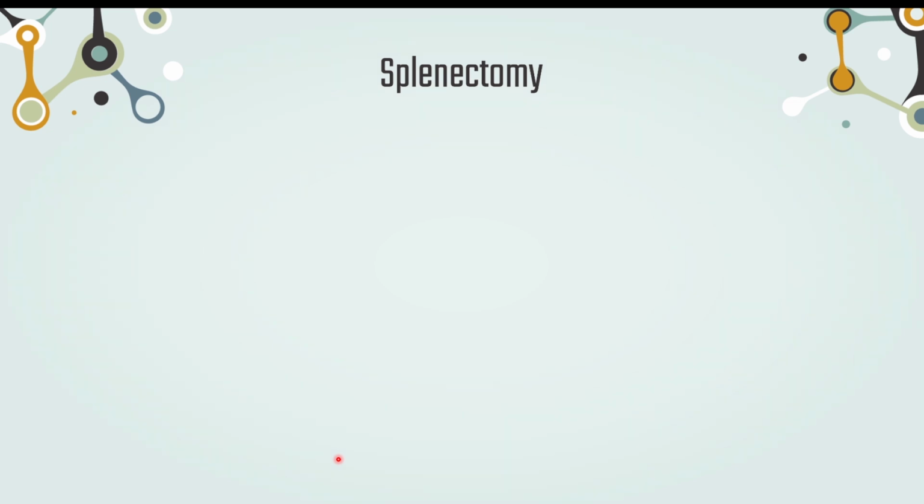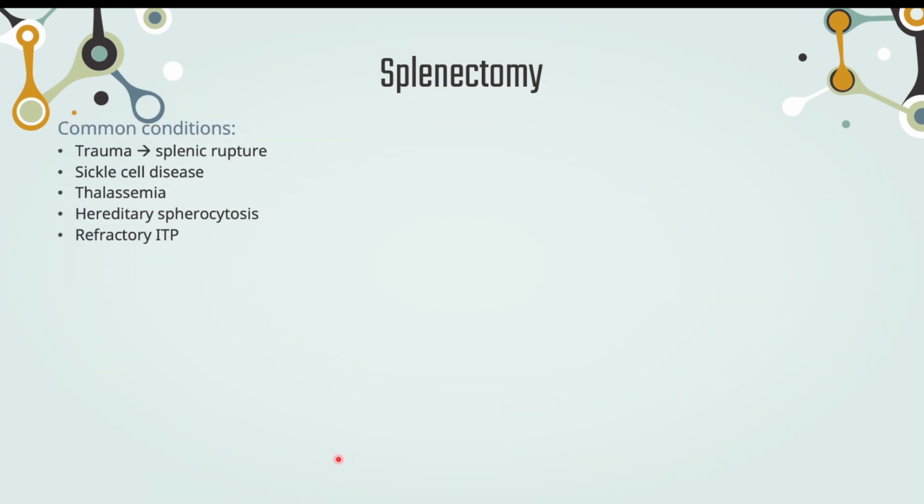Now, splenectomy. This is super high yield from exam point of view because you'll get a lot of questions about splenectomy. The most common conditions for splenectomy are trauma, sickle cell disease, thalassemia, hereditary spherocytosis, and refractory ITP. We won't be going into detail on the absolute indications and these diseases because it's not the scope of this video. These are just common conditions where splenectomy is necessary.